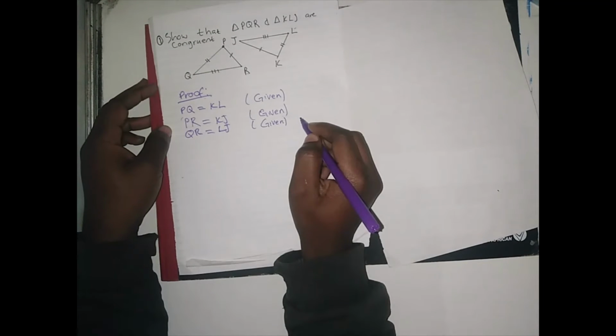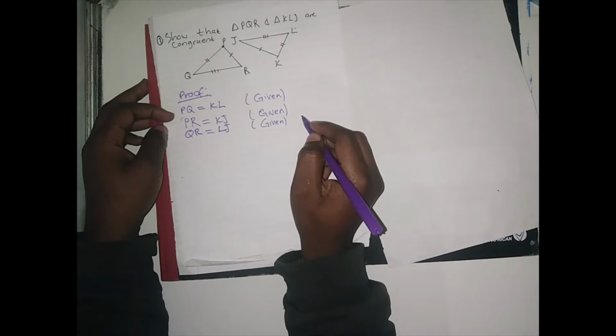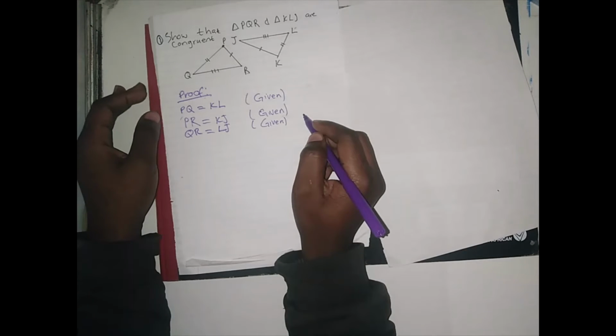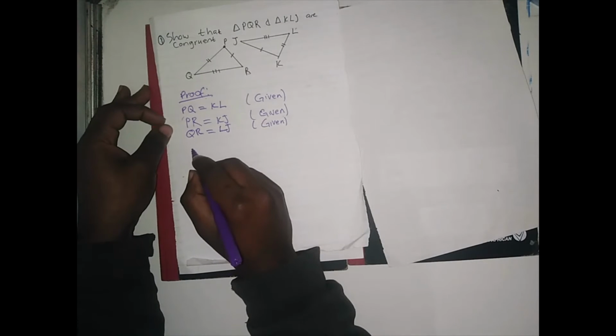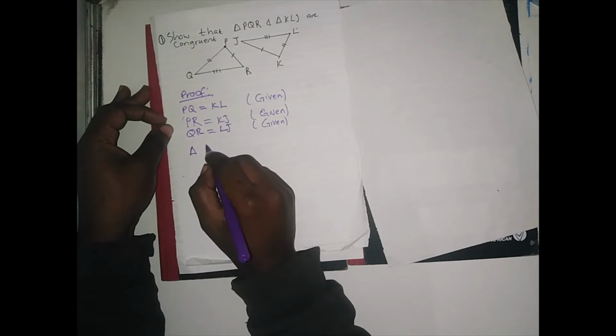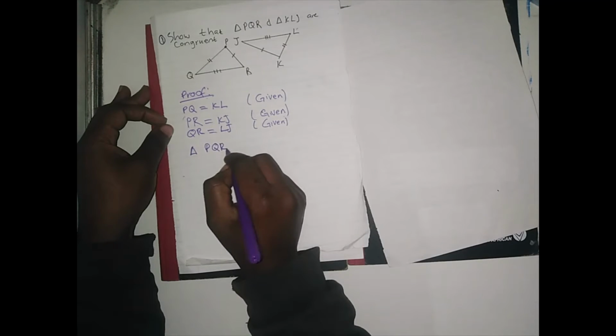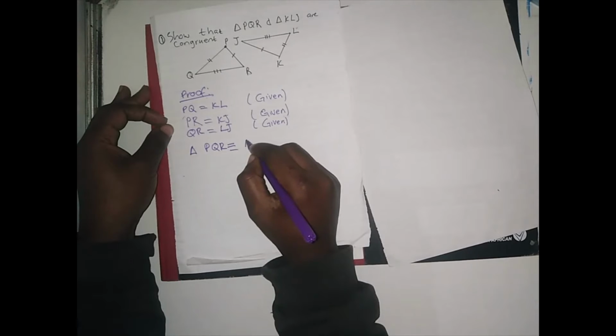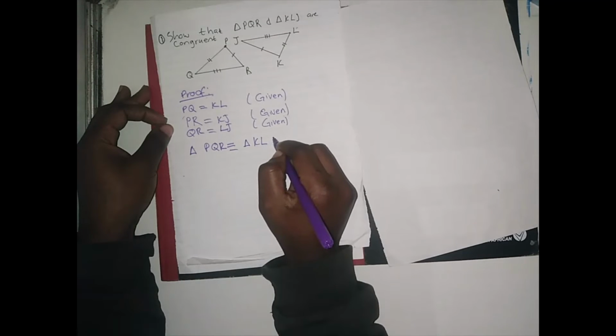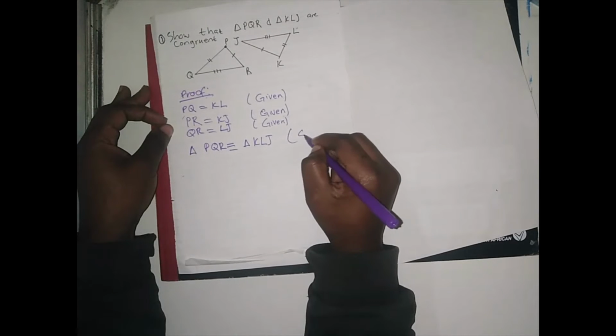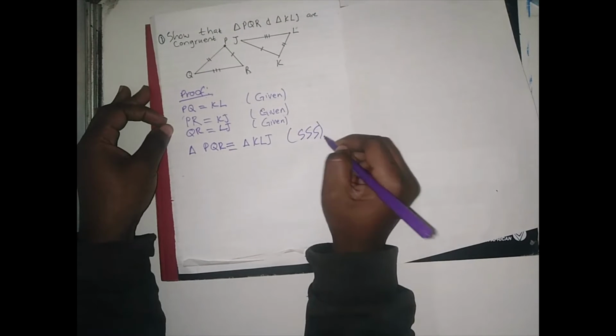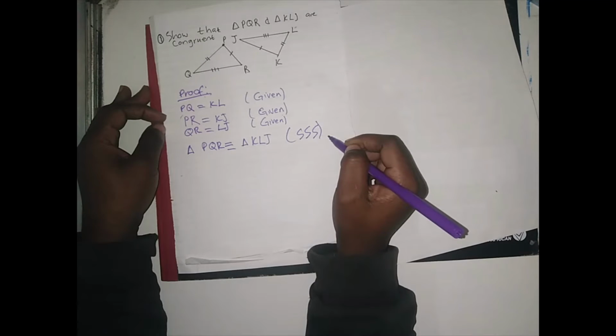Now I've got three things. We said that in order to prove congruence, you need to have three things among these six things, of which three are sides and three are angles. If you can have any three, it's good enough to show congruence. So now we can say that triangle PQR is congruent to triangle KLJ. Now what is the reason for that? It is side, side, side.